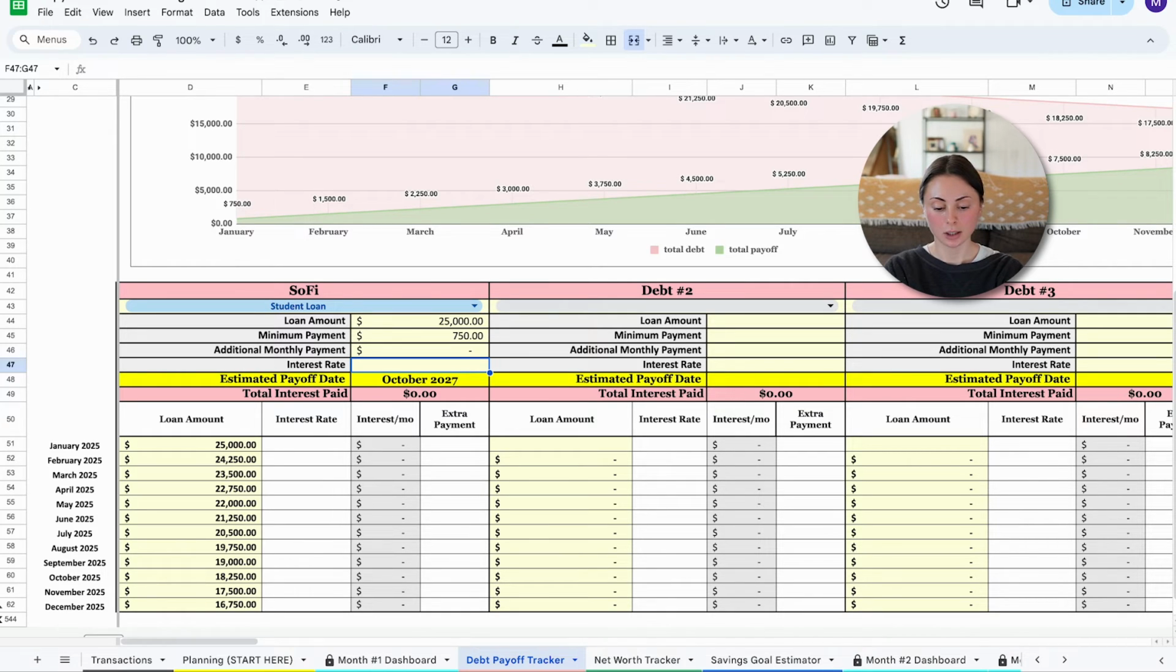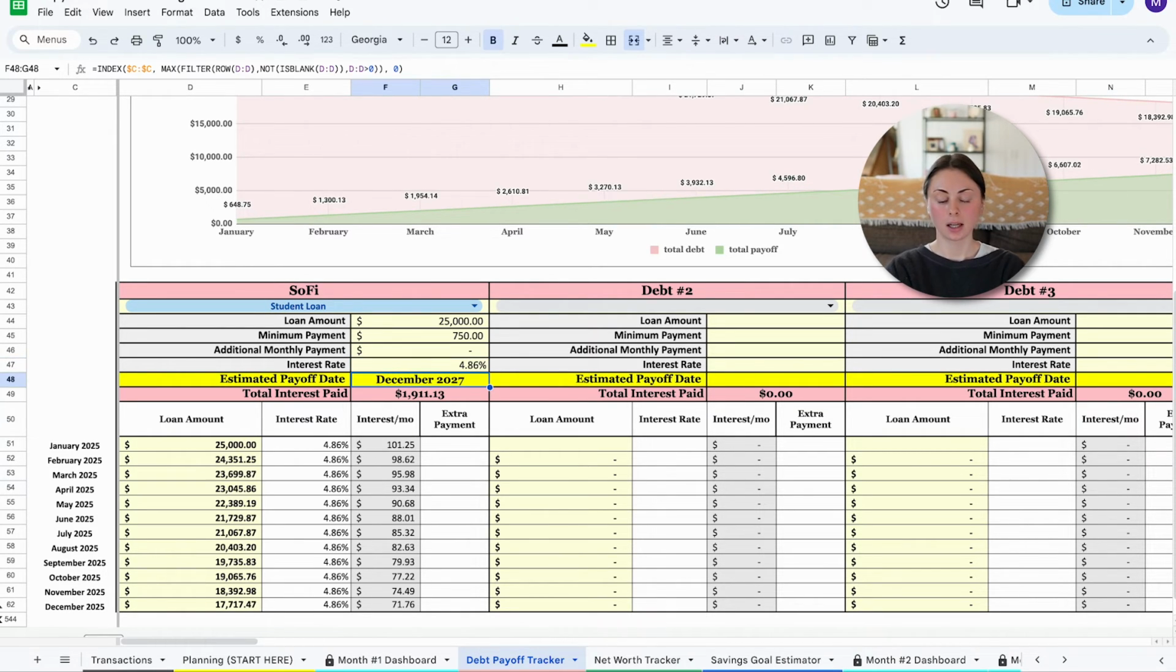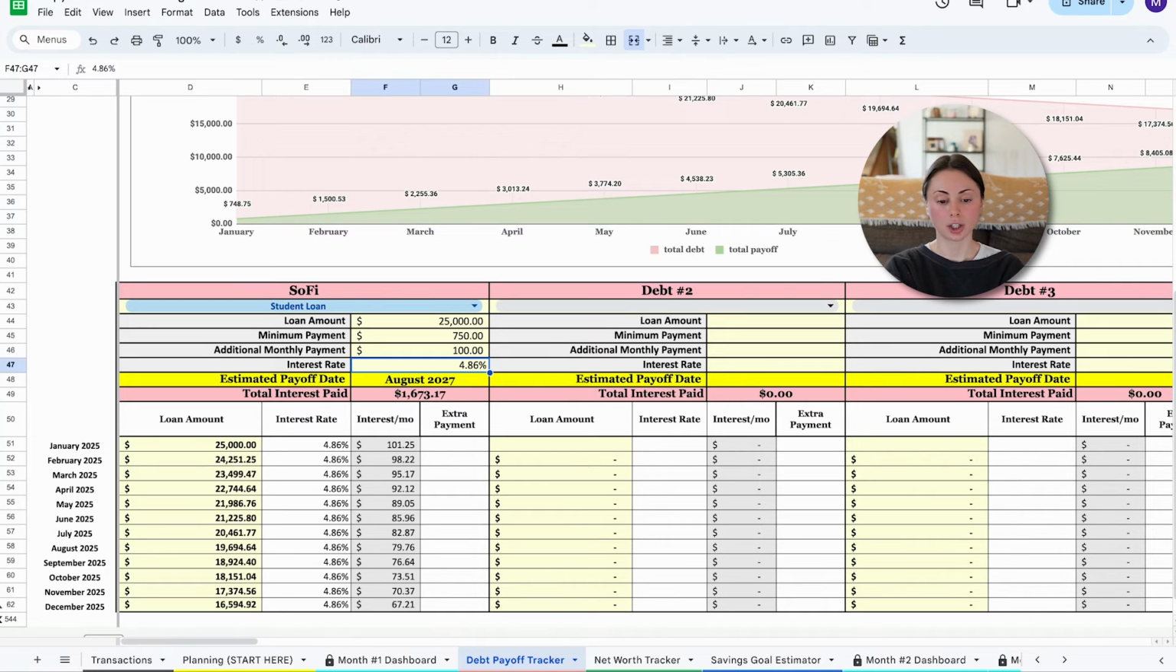Interest rate is 4.86. So I can see my estimated payoff date is December 2027, and my total interest paid from now until the payoff is about $1,900. This is an estimate. It's not exactly down to the penny. Now, as a note, you can play around with additional monthly payment. So if you do 100 here, you can see how that changes your payoff date and your total interest paid.